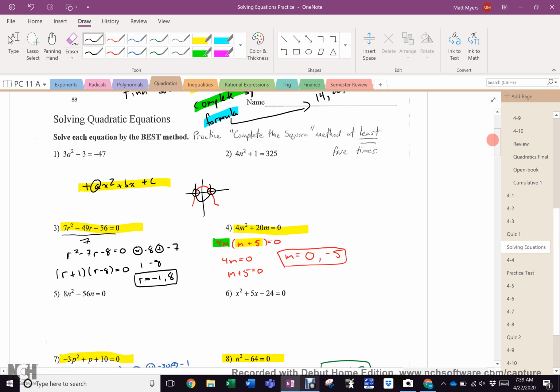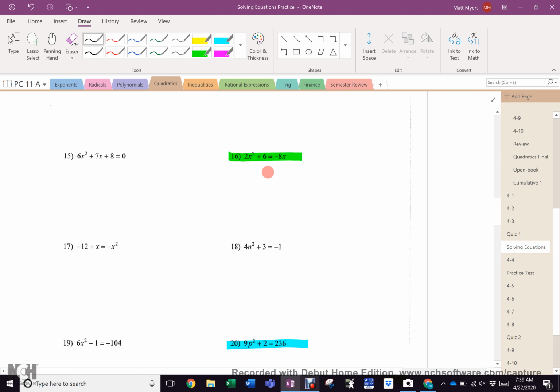You have another complete the square, number 16, the green one, right there. So this one's a little weird because it's all messed up, but we'll put it in the right order. 2x squared plus 8x, leave a blank, equals negative 6 because everything's moved around. Now 2, 8, 6. I can divide all of this by 2 to get x squared plus 4x equals negative 3. Half square. Half of 4 is 2.